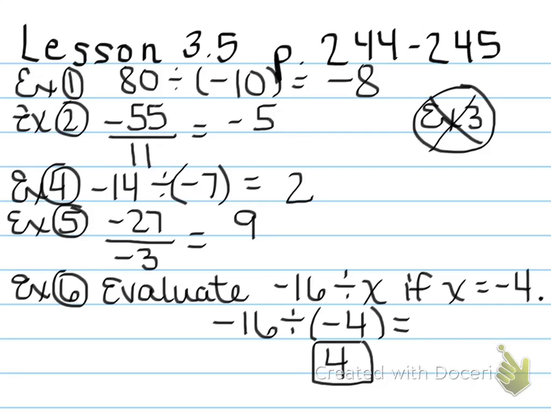In example 2, I told you just please pay attention to, they can show division like a fraction, so sometimes people get confused, but really you're just saying negative 55 divided by 11 would be negative 5. Example 4, we've got 2 negative numbers which make a positive answer, and same for example 5, written like a fraction, negative 27 divided by negative 3 equals a positive 9.